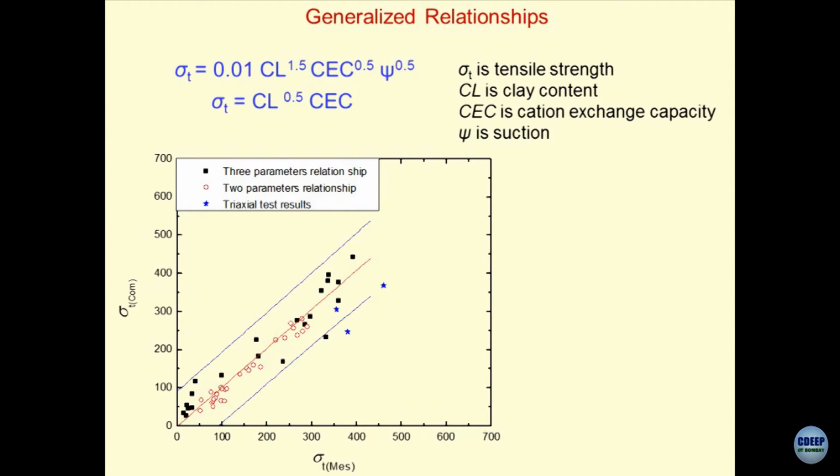Equation number 1 and number 2 do not consist of suction, and deal with only clay content and cation exchange capacity. By using these equations we have obtained the sigma t computed, and this sigma t measured is from the triaxial test, and we have shown that there is a good relationship between the experimentally obtained results from the triaxial testing, and both the equations yield good results. I am sure you will realize that these equations require determination of two parameters which cannot be obtained in every geotechnical engineering laboratory, is it not, except for the clay content.